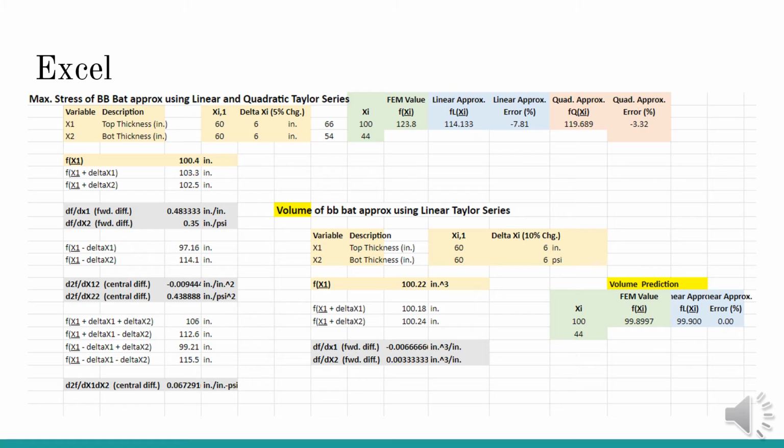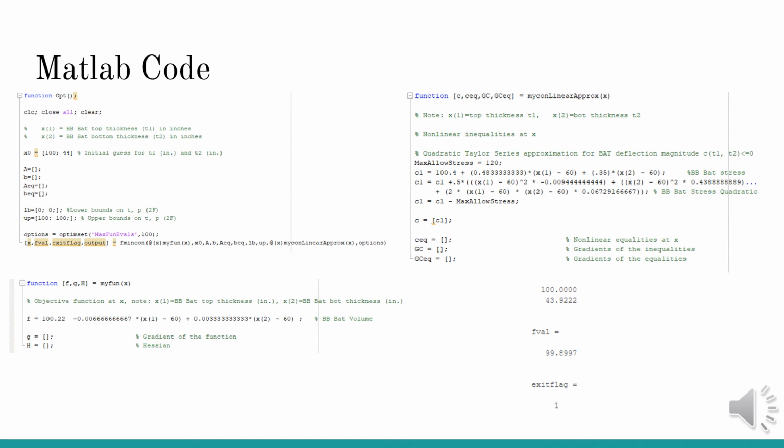the stress of the bat could not be accurately approximated using a linear Taylor series. As such, we were forced to move on to a quadratic Taylor series. This was able to reduce the approximation error by a good deal for some combinations of fillet radii, going from approximation errors of 25% down to 5%. Luckily, the volume was able to stay within a linear approximation and still maintain a low approximation error. Finally, we get to the MATLAB code.